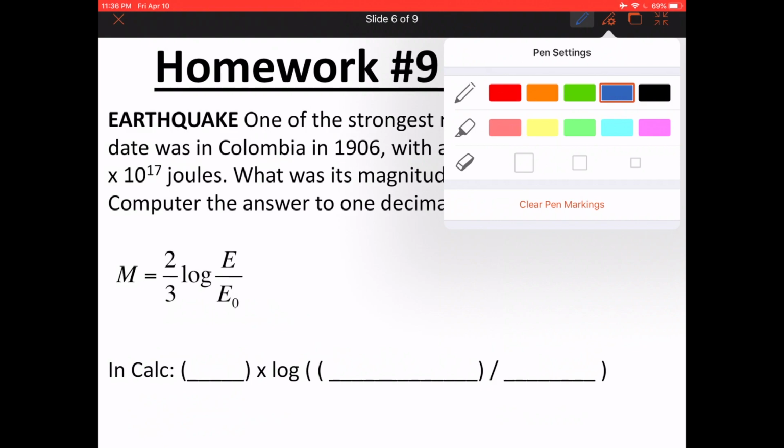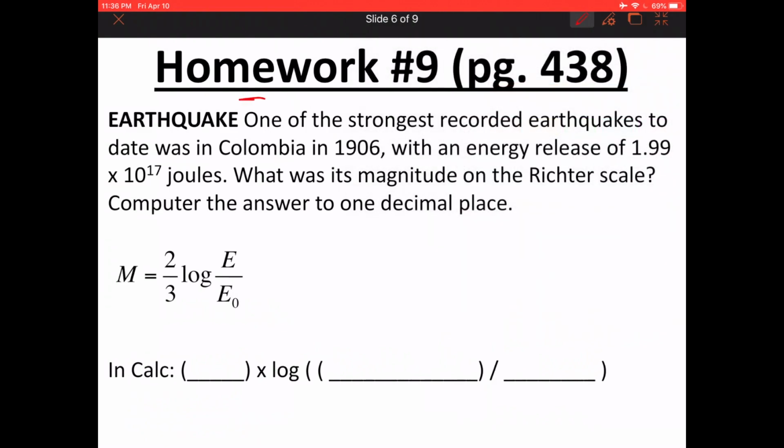And my first example here says that one of the strongest recorded earthquakes to date was in Colombia in 1906 with an energy release of 1.99 times 10 to the power of 17 joules. What was its magnitude on the Richter scale? Compute the answer to 1 decimal place.